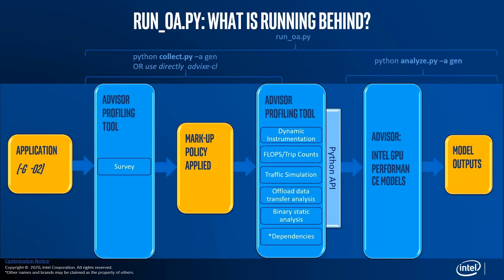And this last slide is just to summarize that this run offload advisor Python script actually does a lot of steps and simplifies the whole thing. But if you want to have more freedom and control, you can use the individual steps to go through that.